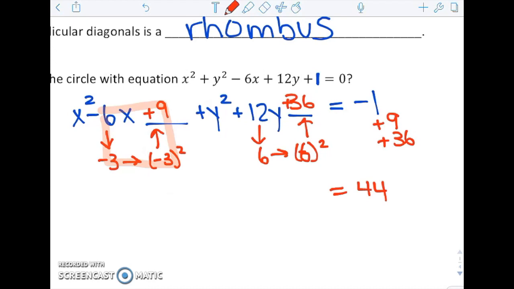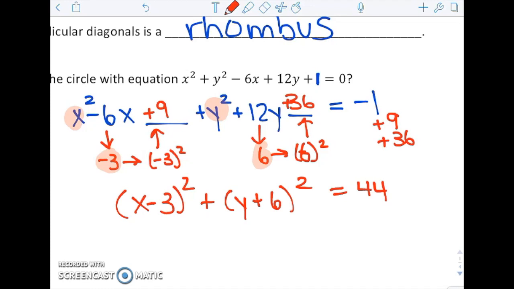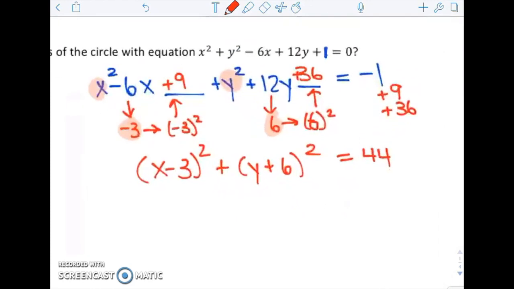And then I need to factor this. And it always, always, always factors the same exact way. You're going to take this variable and that number, whatever half was, x minus 3 squared. Don't change any signs, just copy it exactly. We're going to take this variable and that number, and this is going to be plus y plus 6 squared. So this is standard form. Now, in this question, it said find the center and the radius.